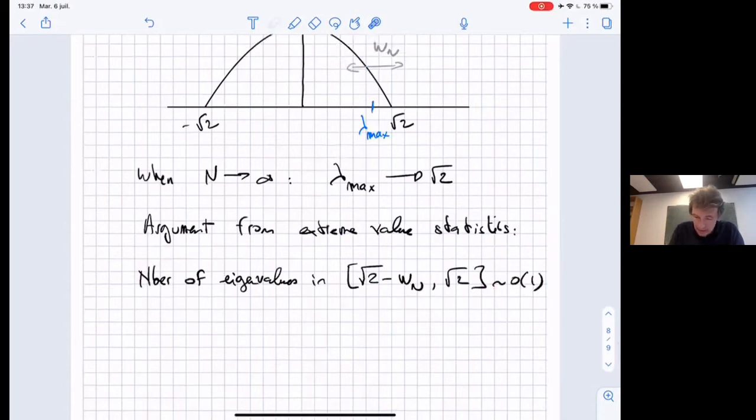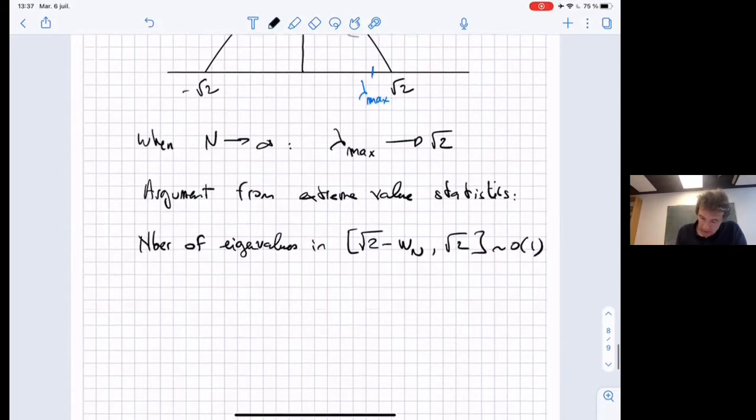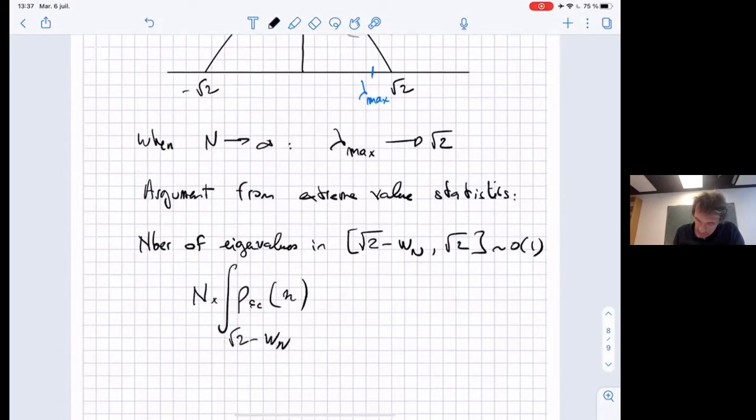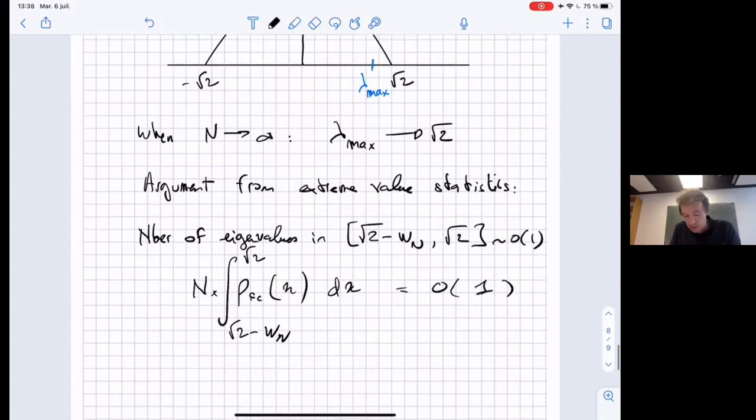So how do I count that? What is this number? This number is just n times the density, which is just the Wigner semicircle in this case, in this approximation, integrated from square root of 2 minus Wn up to square root of 2 dx, and this should be of order 1. Of order 1 means of order n to the power 0. So it should be a number which does not scale with n.